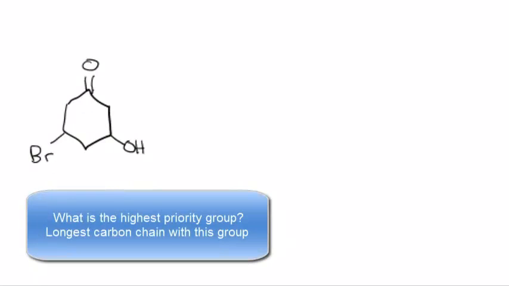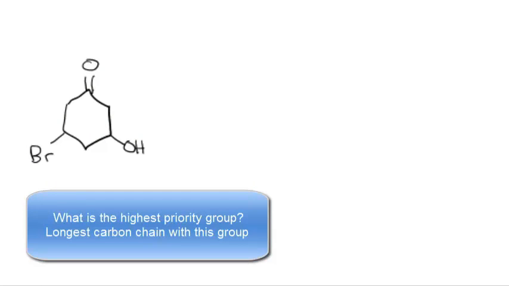Okay, next one. We'll try something different here. Okay, again, the first thing we do is identify the highest priority group and make sure to include that in the longest continuous carbon chain.